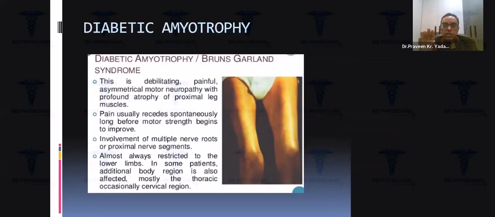The problem is that in diabetic amyotrophy, there may be associated back pain, there may be sensory symptoms, there may be a radiating pain which looks like a lumbar radiculopathy.